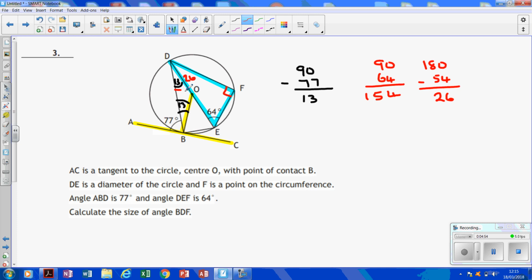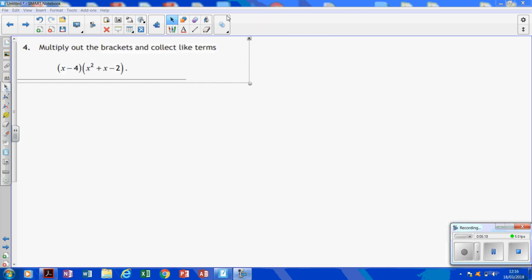Now I want that full angle there. So angle BDF is equal to 13 plus 26, which is equal to 39 degrees. Now always make sure you underline the final answer, because these diagrams have got lots of answers written on them and you've got to see where the answer actually is. This type of question comes up in almost every paper.